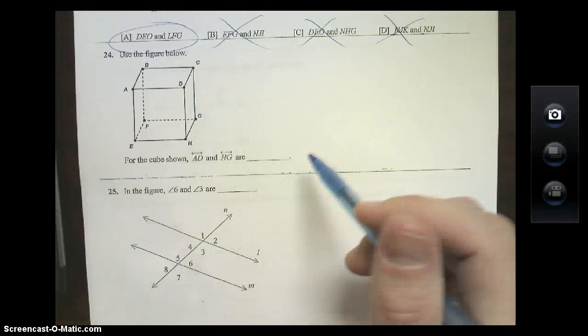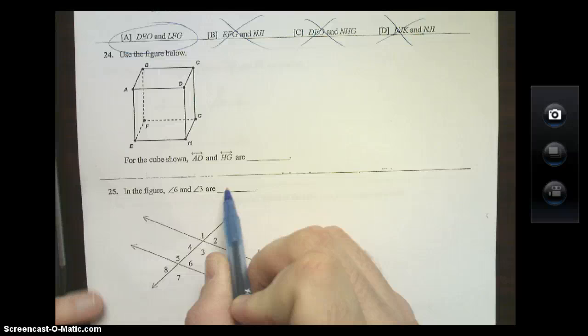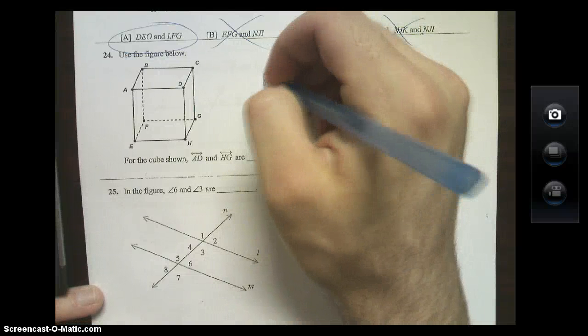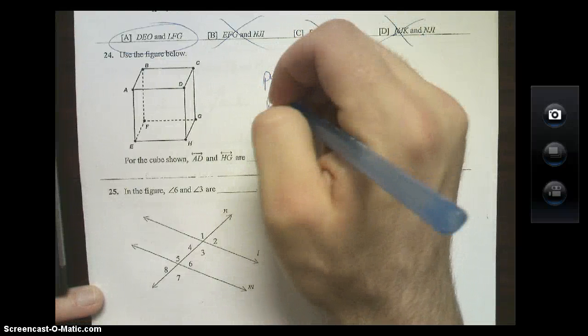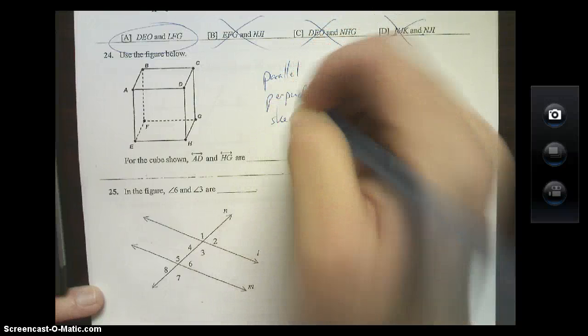24, use the figure below. For the cube shown, line AD and line HG are what? Well, we covered three types in class. Parallel, perpendicular, and skew, all right?